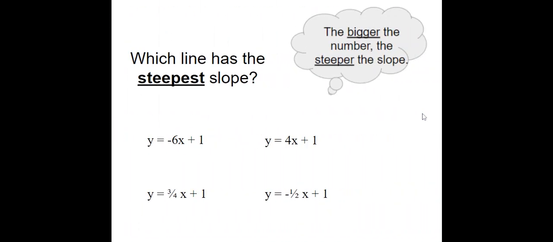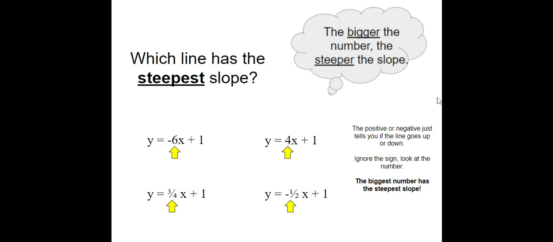Okay, so let's see if you've got this. Which line has the steepest slope? So of these four lines, you first want to look at the slopes of the lines. Remember, the positive or negative just tells you if the line goes up or down. Ignore the sign, just look at the number. 6, 4, 3/4, and 1/2. Which one is the biggest number? Of course, it would be the 6. Therefore, that line is going to have the steepest slope. It's just going to be going downhill.